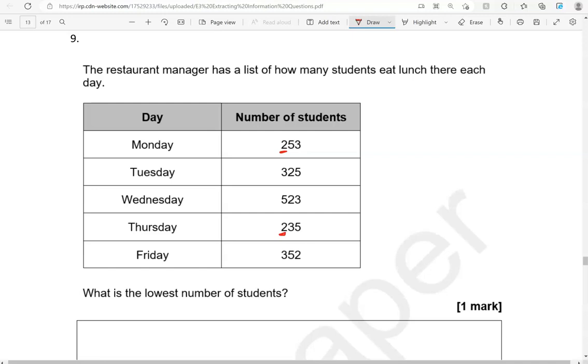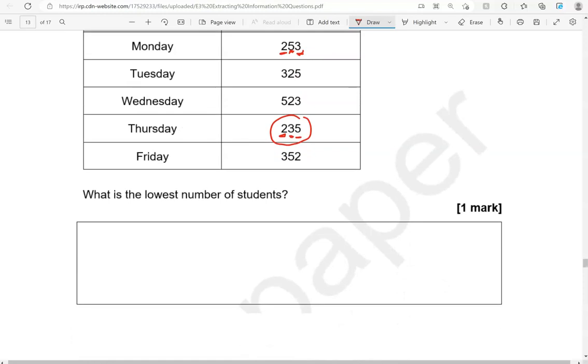So now that number which has the lowest second digit will be the lowest number overall. So we've got 5 and 3. 3 is lower than 5, so automatically I don't need to even look at the units. This is the lowest number. So 235 is lower than 253. So you're going to say Thursday.